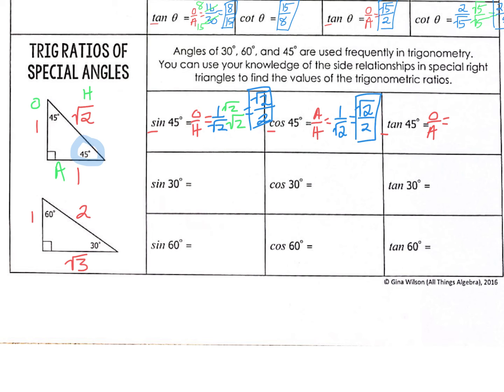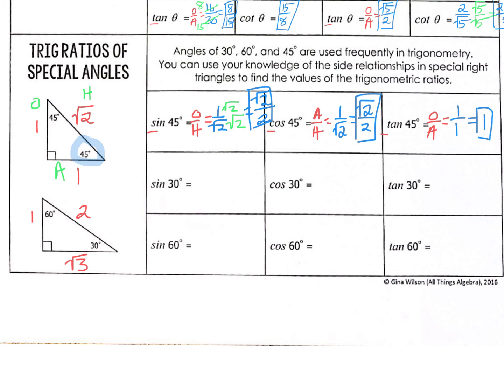All right, then finally for our tangent, opposite is 1 over adjacent is 1, so it's really quite nice. 1 over 1 equals 1. So the tangent of 45 is 1, and both the sine and cosine of 45 are rad 2 over 2.